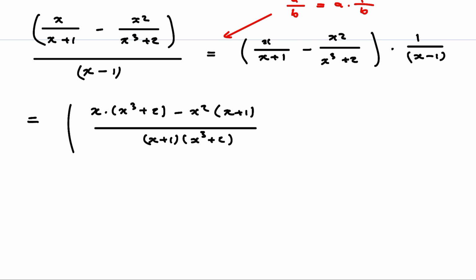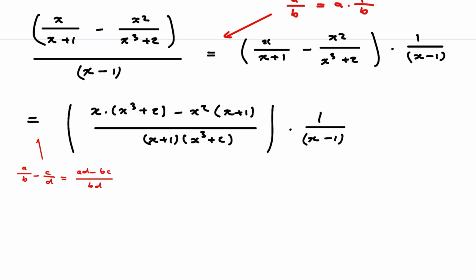Let's try and keep this reasonably neat. Times 1 divided by x minus 1. So again, what have I just done? It's the following piece of algebra. It's just when I take a difference of two fractions. So a over b, minus c over d, that's equal to AD minus BC divided by BD. So that's the property I'm using.